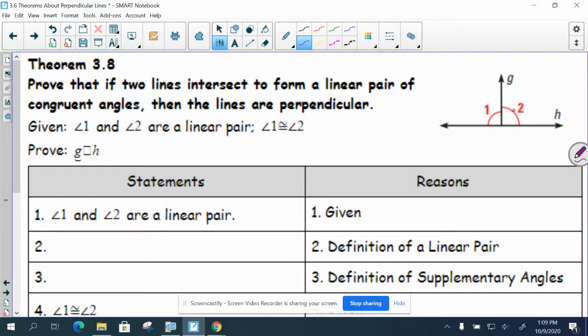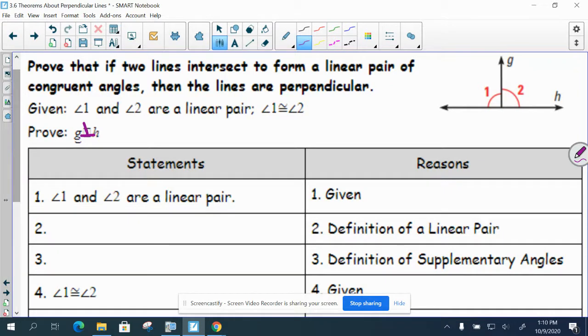So given that angle 1 and 2 are congruent, we're given that those are congruent, and we're given that they're a linear pair. We want to prove that line G is perpendicular to line H. So notice that they put that angle 1 and angle 2 are a linear pair at the beginning. So what can we say if angle 1 and 2 are a linear pair? So we can say if they're a linear pair, then they are supplementary. Angle 1 and angle 2 are supplementary.